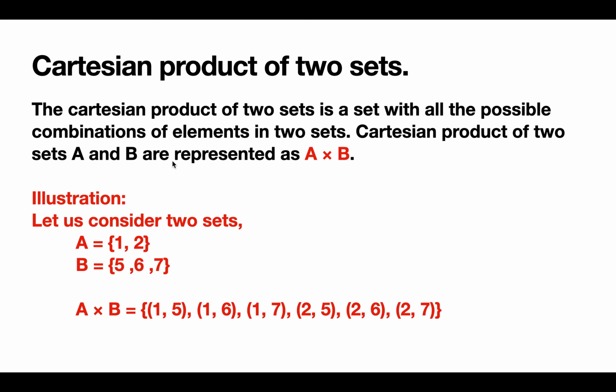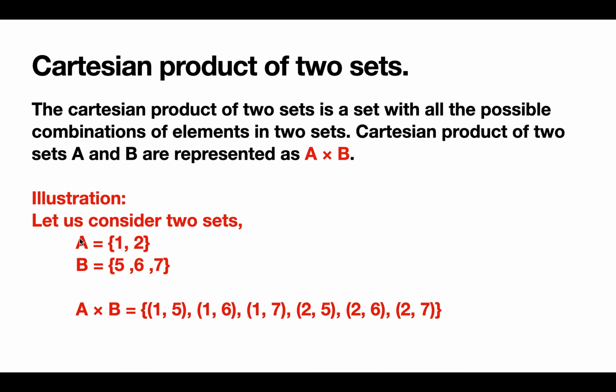And it is denoted, like if you are taking the two sets as A and B, it is represented as A cross B. I'll give an illustration for better understanding of the concept. Let us consider two sets. A is equal to {1, 2} and B is equal to {5, 6, 7}.